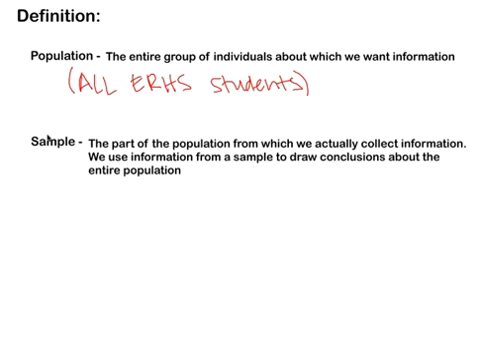A sample is the part of the population from which we actually collect information. We use that information from a sample to draw conclusions about the entire population. At East Rutherford, we have roughly 750 students. It would be difficult to get in touch with all 750 students due to absences or whatnot, so you might want to take a sample, just a portion of those students. You might choose a sample of 300. That means you are only speaking to the 300 students from the sample, not the other 450.